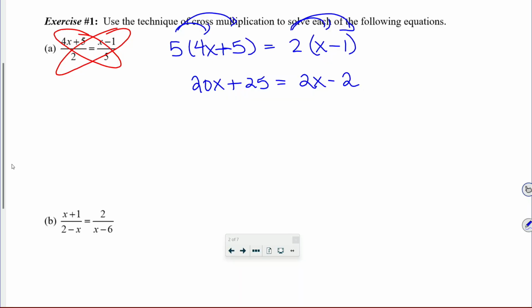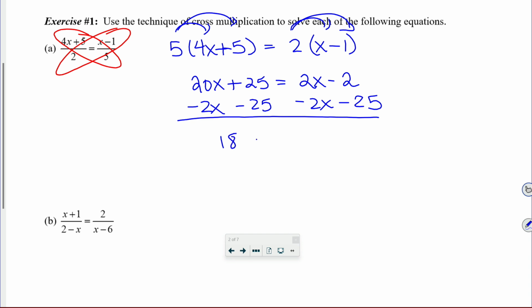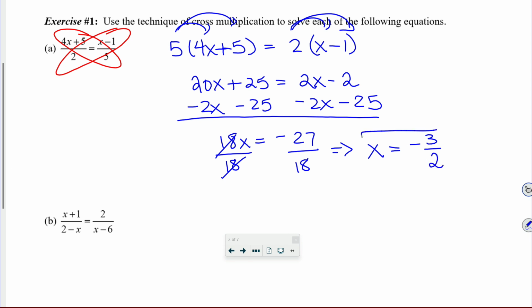It's just not happening. Anyway, it's simple enough now to subtract 2x from both sides and subtract 25 from both sides in order to get all of my x's on one side and all of my non-x's on the other side. So I'll get 18x is equal to negative 27 and divide both sides by 18. Negative 27 divided by 18 can be reduced, and I'll divide both numerator and denominator by 9, and I'll get x equals negative 3/2.